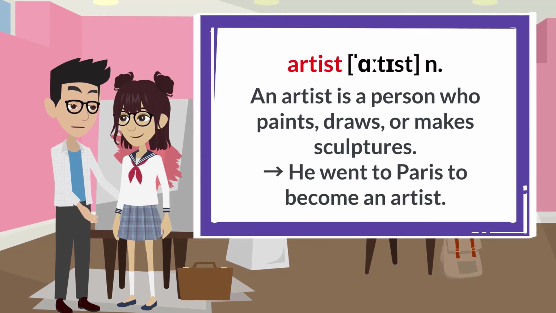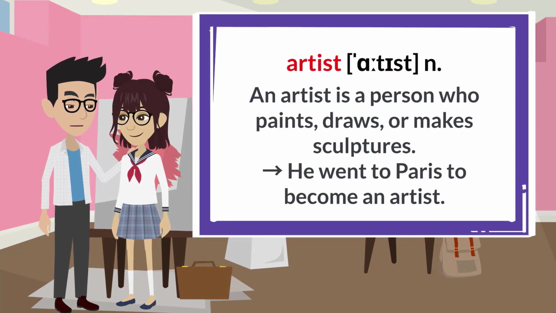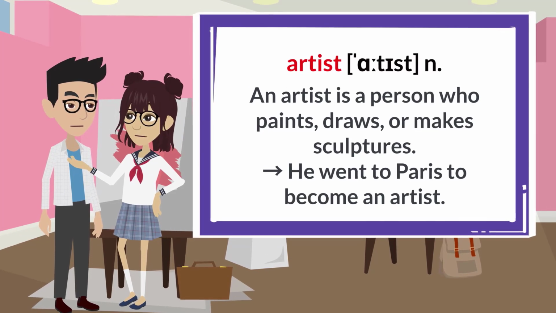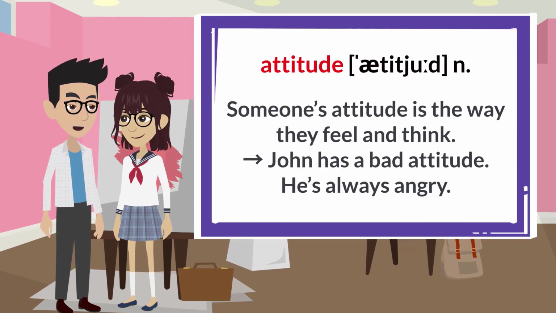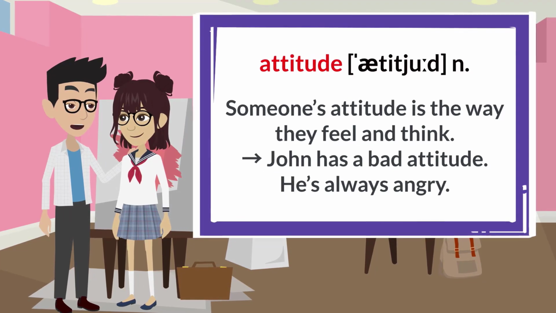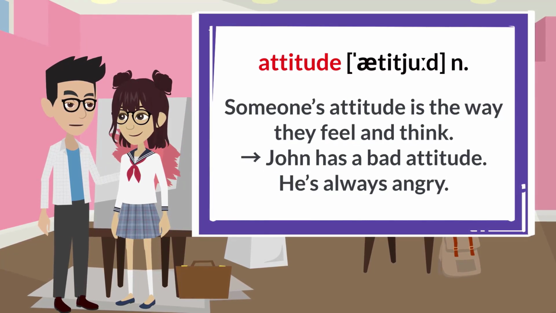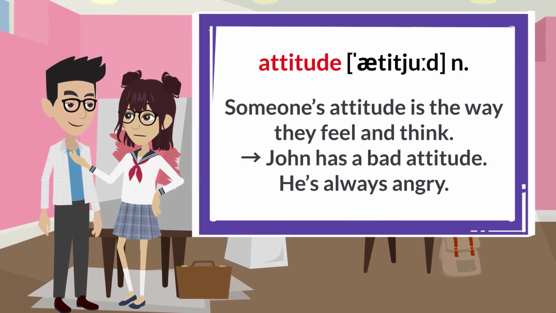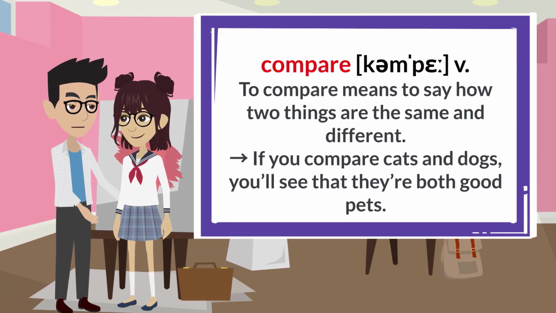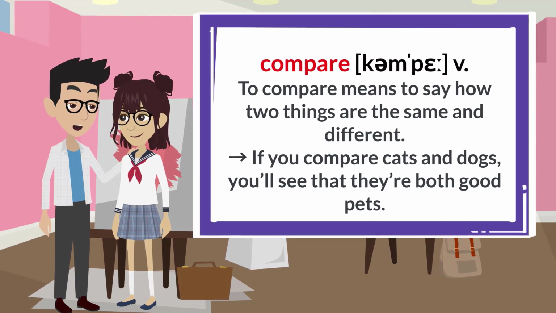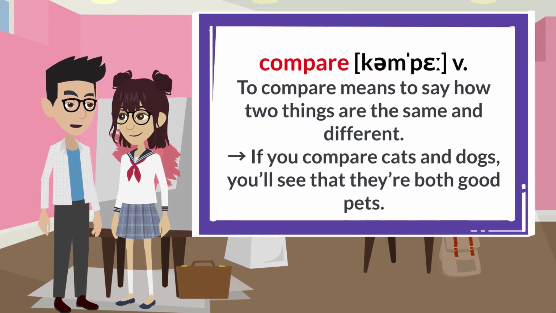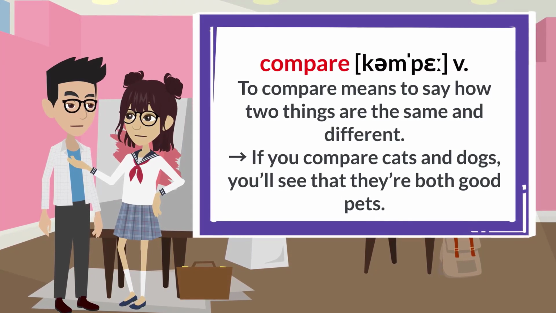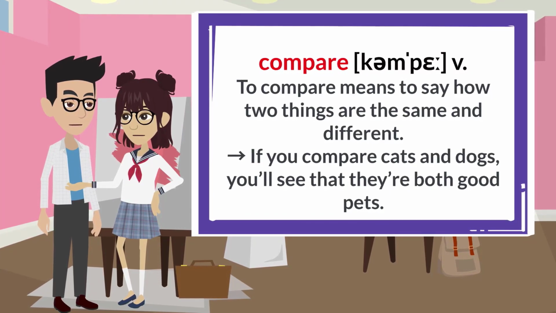Artist. An artist is a person who paints, draws, or makes sculptures. He went to Paris to become an artist. Attitude. Someone's attitude is the way they feel and think. John has a bad attitude. He's always angry. Compare. To compare means to say how 2 things are the same and different. If you compare cats and dogs, you'll see that they're both good pets.